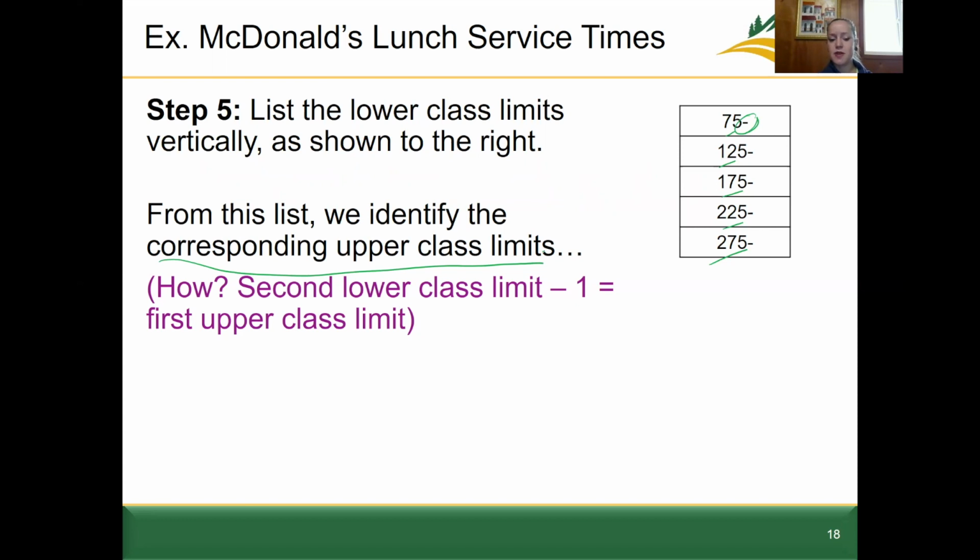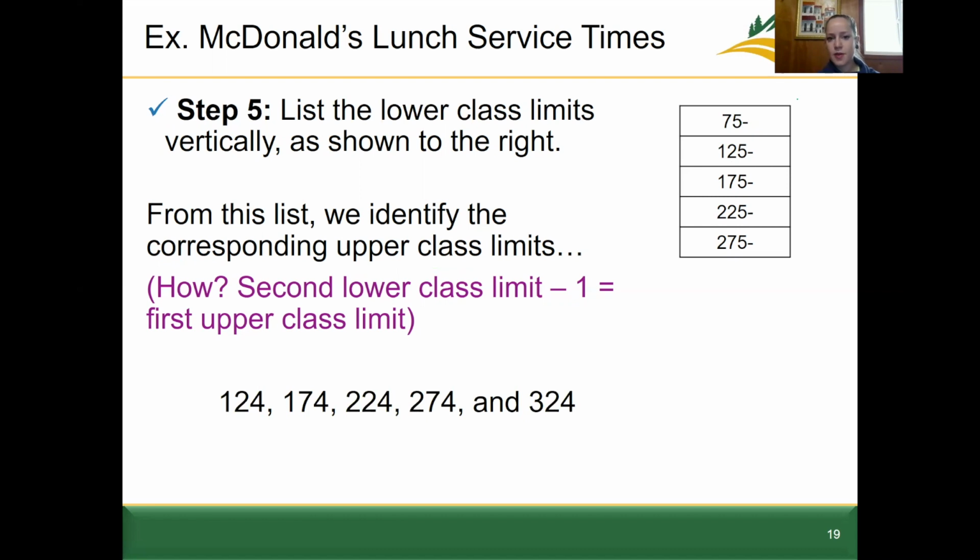Remember how we talked about doing that? We take the second lower class limit, we subtract 1, and we end up with our first upper class limit. So I want you to fill these in and then check your answer. Okay, so this is what you should have gotten. So we have this value minus 1 equals 124. This lower limit minus 1 equals 174. And again, so on and so forth.